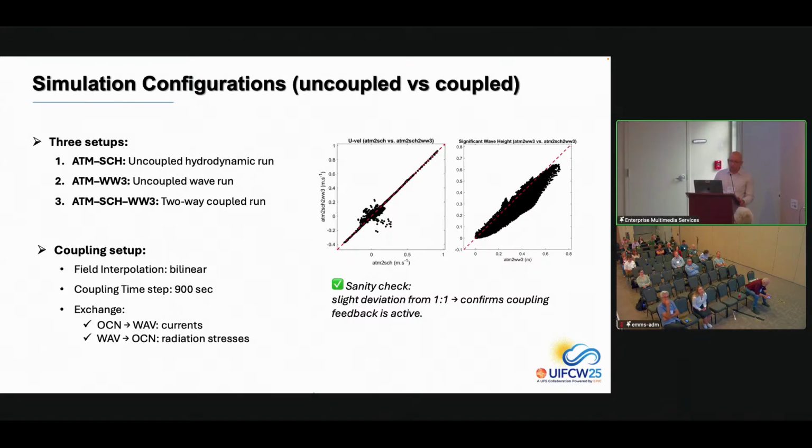On the left, we see the velocity from the hydrodynamic, and on the right, the scatter plot, we see the significant wave height. If these values follow exactly on the one-to-one line, it means that it's not two-way coupled, they're not exchanging data. But the small deviation, as we see, confirms that the two-way physics are active.